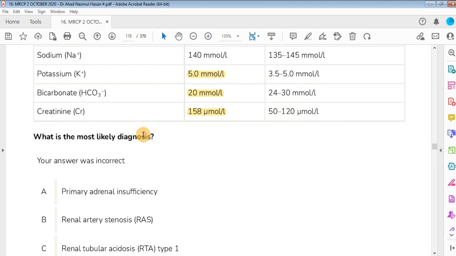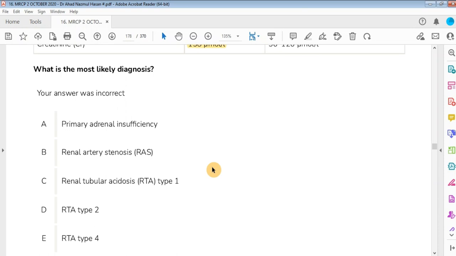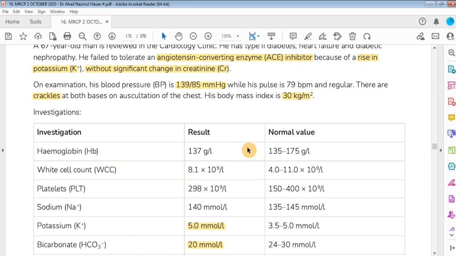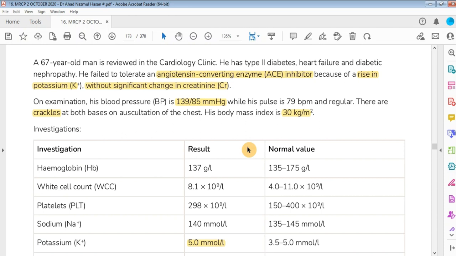What is the most likely diagnosis? Primary adrenal insufficiency, renal artery stenosis, renal tubular acidosis type 1, RTA type 2, RTA type 4. A 67-year-old man is reviewed in cardiology clinic. He has type 2 diabetes, heart failure, and diabetic nephropathy. He failed to tolerate ACE inhibitor because of a rise in potassium without significant change in creatinine.